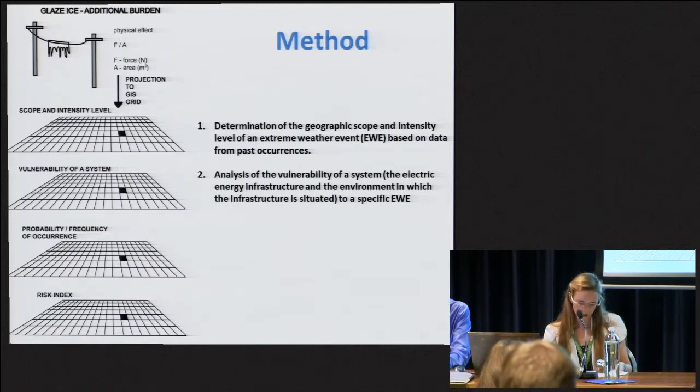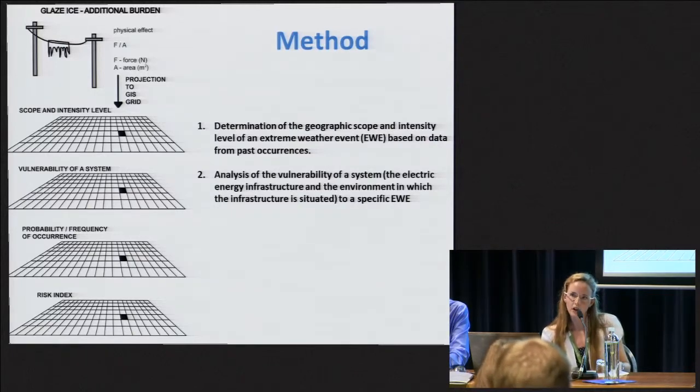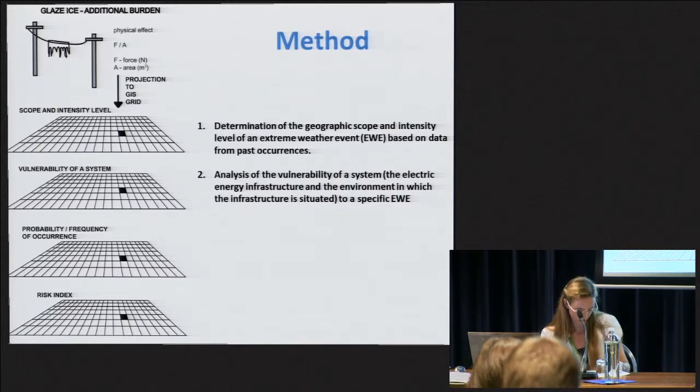The next step is analysis of vulnerability of a system. This means vulnerability of electric energy infrastructure and vulnerability of the environment where this infrastructure is situated. Vulnerability of electric energy infrastructure in terms of primary damage can be assessed based on engineering standards and building codes, but factors that cause environmental related vulnerability are more complex.